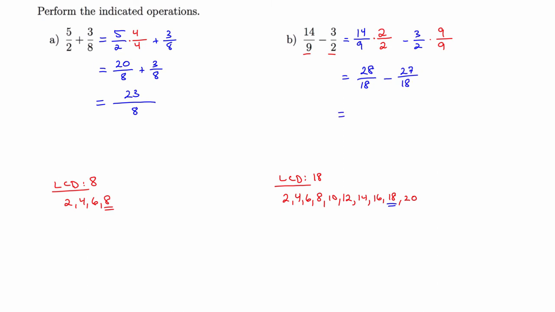And now that they are both fractions over 18, I will be able to subtract them. Again, the common denominator of 18 carries through to the answer. 28 minus 27 is 1. So the final answer here is 1/18.